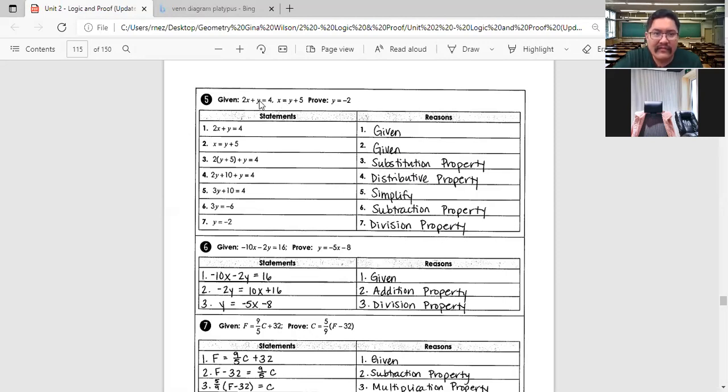Given, so we have 2 givens, 2x plus y equals 4, and x equals y plus 5. We want to prove that y is equal to -2. So this is what we call a system of equations. So we have 2 equations, right? And you can see them right here, equation 1, equation 2. And what we're going to do is try to take one equation and put it into the other.